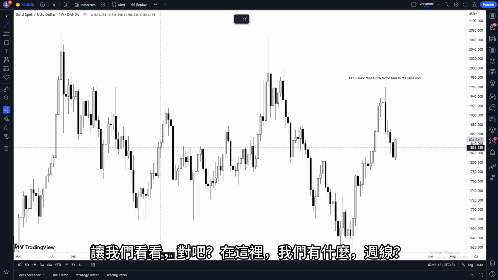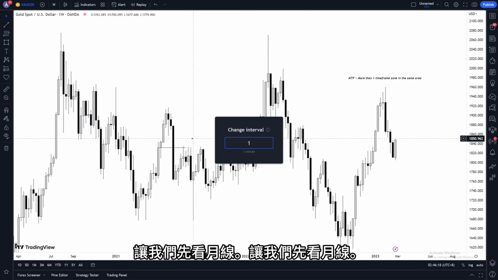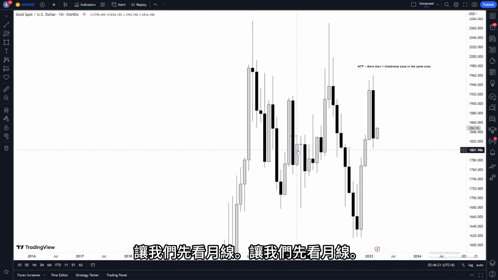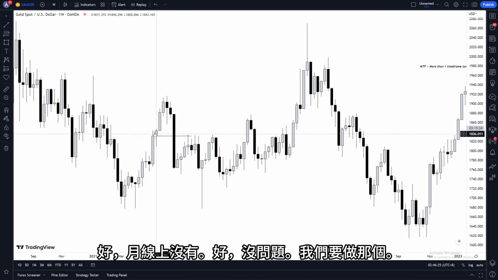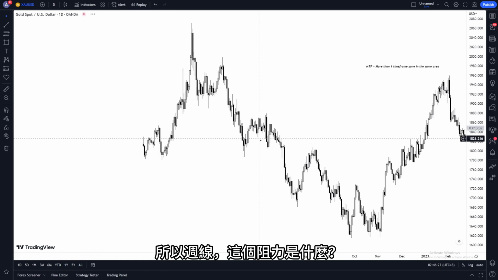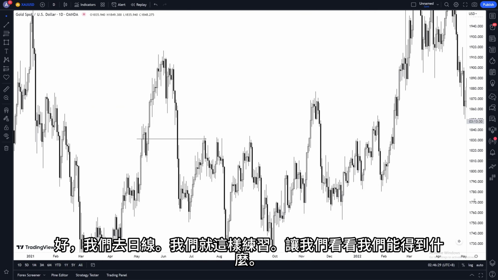Let's just see though. Over here we have what, weekly? Let's go look at the monthly first. It's always best practice, look at the monthly. Okay, nothing on the monthly. Fine, no problem. We go weekly then. So weekly, what is this resistance? Okay, we go to daily. We just practice it just like that to see what we can get.